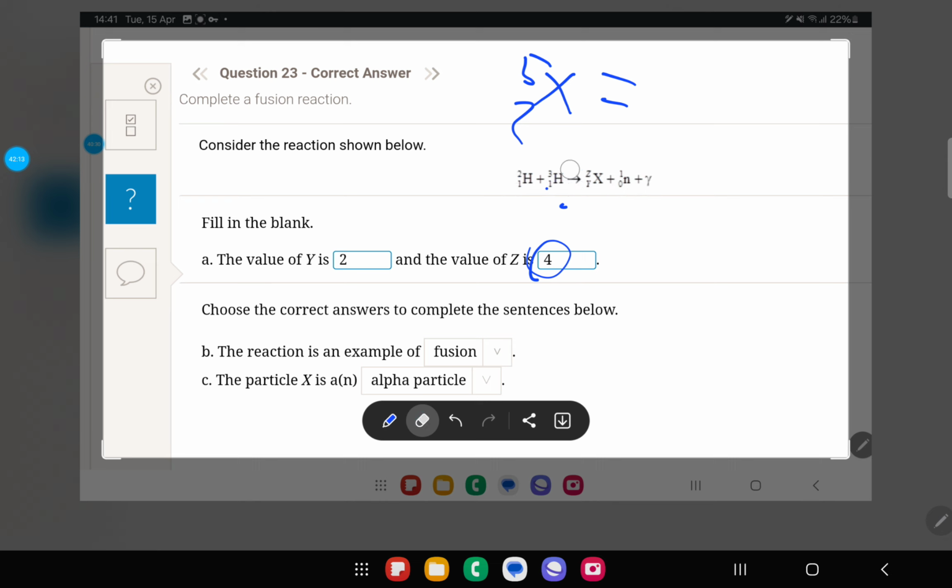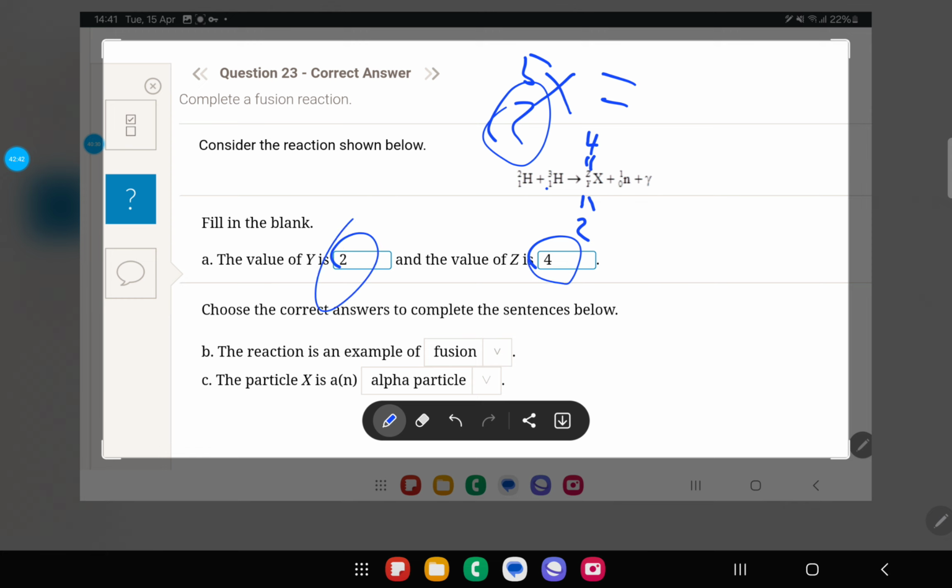Now let me just erase some. Okay, now z plus 1 needs to be equal to 5, and y plus 0 needs to be equal to 2. So y will be equal to 2 because 2 plus 0 is 2, and z plus 1 needs to be equal to 5. So z is just equal to 4, since 4 plus 1 will equal 5. So that's why z is 4 and y is 2.